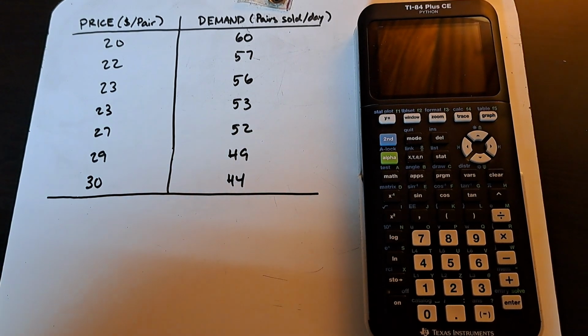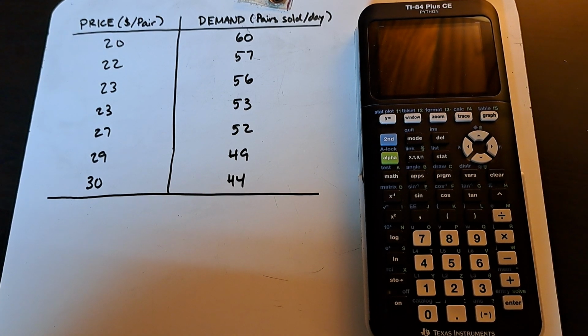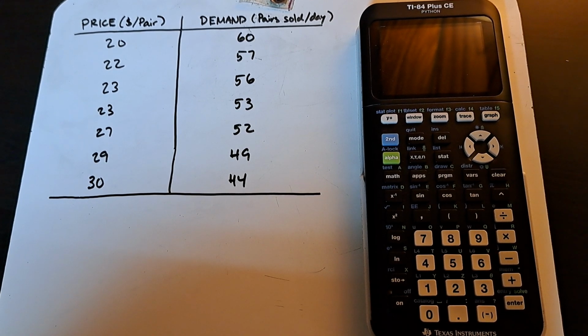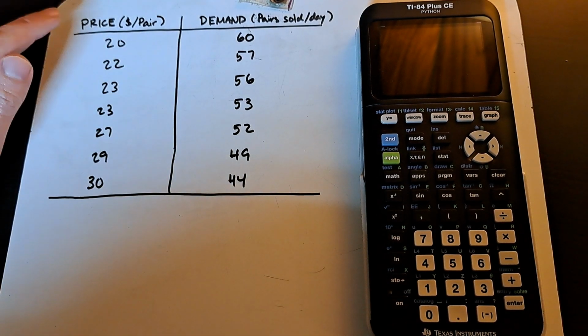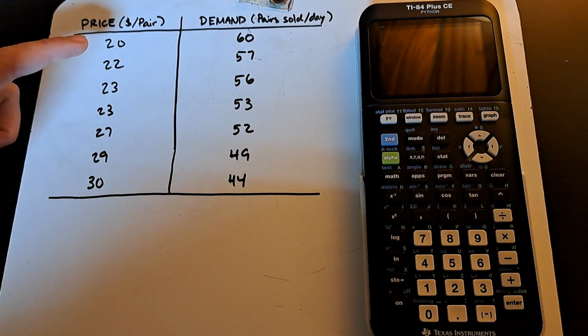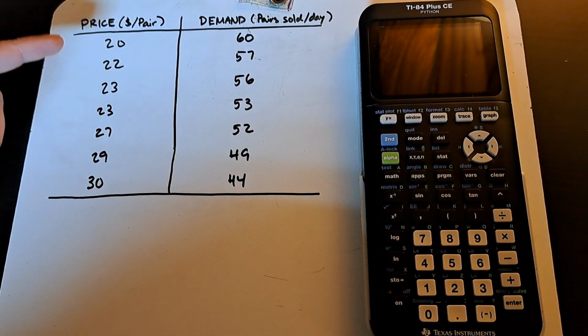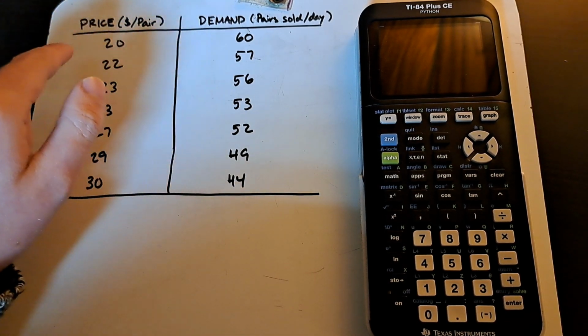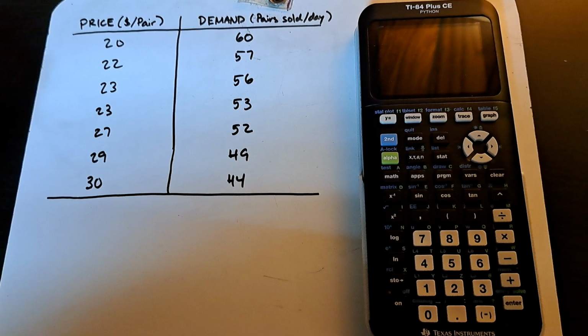So the problem says the marketing manager at Levi Strauss wishes to find a function that relates the demand D for men's jeans and P, the price of the jeans. The following data was obtained based on a price history of the jeans. And so I've got that here. Basically the price here, this is how much you're spending per pair. And then over here you have the demand based on the price that's influencing that.